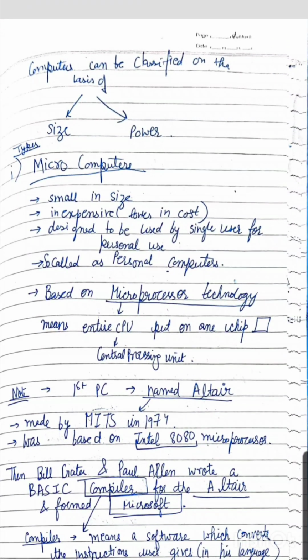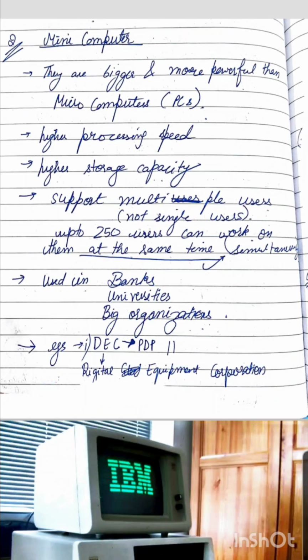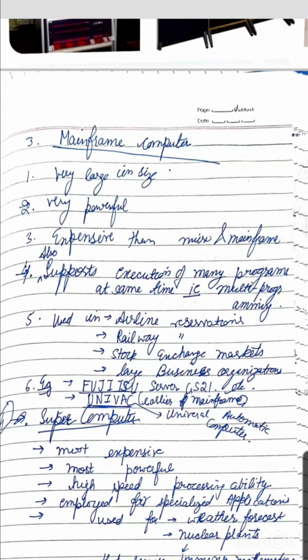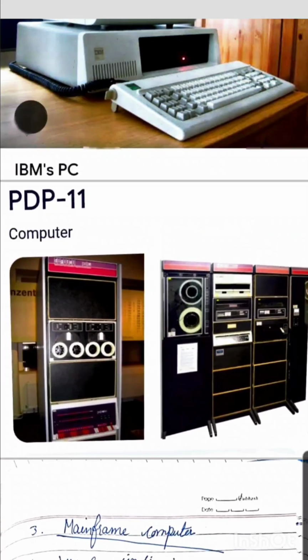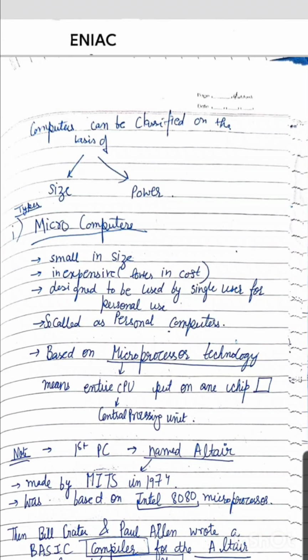Microcomputers are the first type. The second type is minicomputers. The third type includes mainframe computers, and the fourth type includes supercomputers. So first let's discuss the microcomputer.